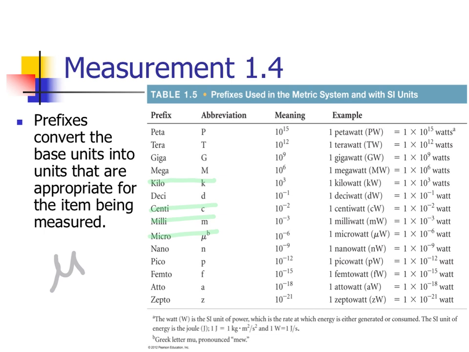But it can go as small as zepto and as big as peta, and it can even go bigger on either end of that. Okay? But these are just some of the common ones. The ones that I highlighted, kilo, centi, milli, and micro, those are the ones that we really do the most in here. Most of those you already have memorized.